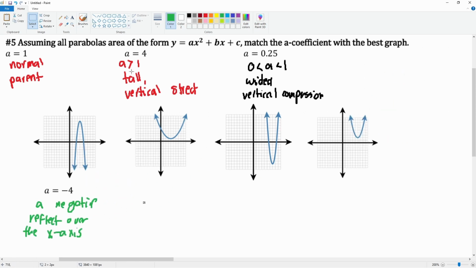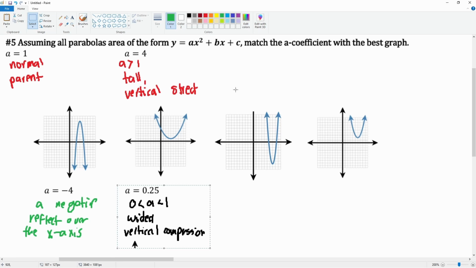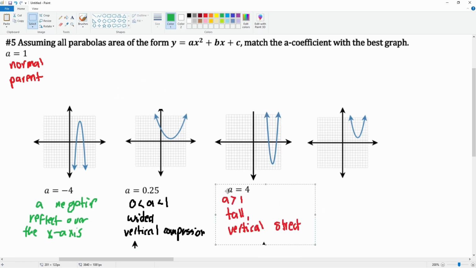Then let's take a look. Let's see which one is the widest one. This looks like it is the widest one right here. The second one, the tall one, is a equals 4. That is super tall, vertical stretch. And the last one would be defaulted as the normal parent function of a equals 1.